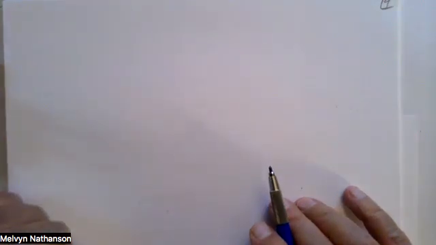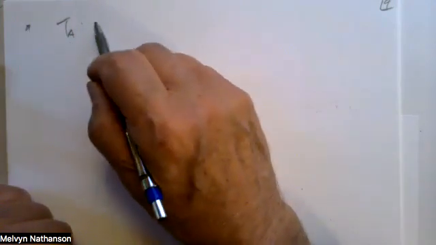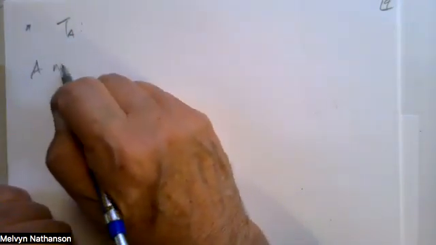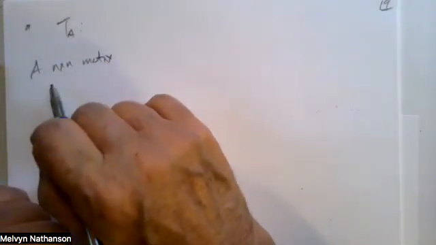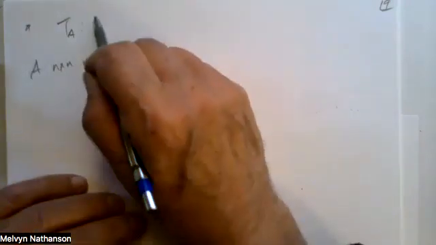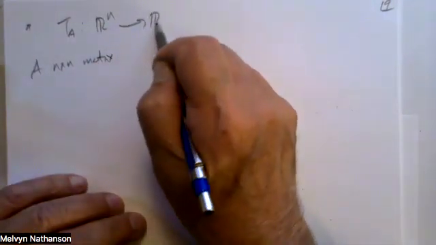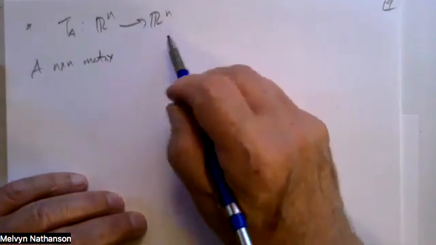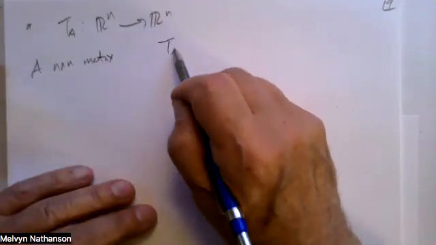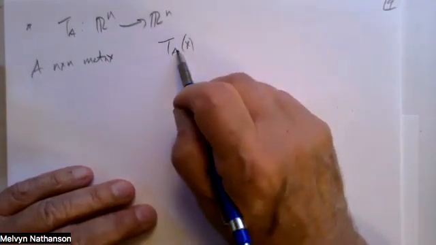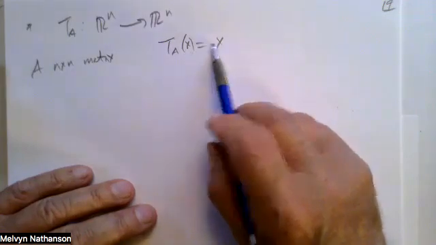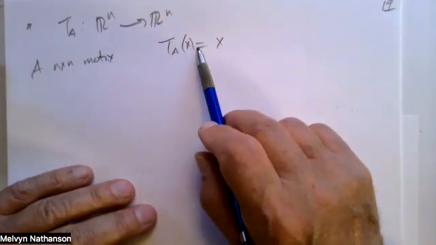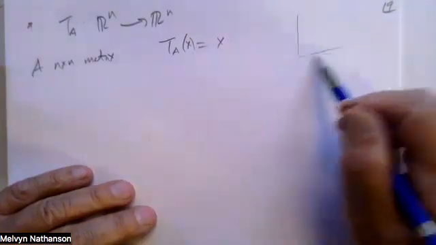Okay. And what about problem 3? Suppose A is an n by n matrix. So it's a square matrix, not a rectangle. So this is a map from Rn to itself. And you might have a vector x where T sub A of x is equal to x. So it's kind of like fixed. It doesn't move. If you apply T sub A to the vector x, you get x, which is nice.